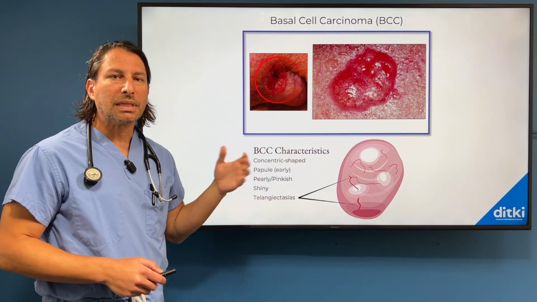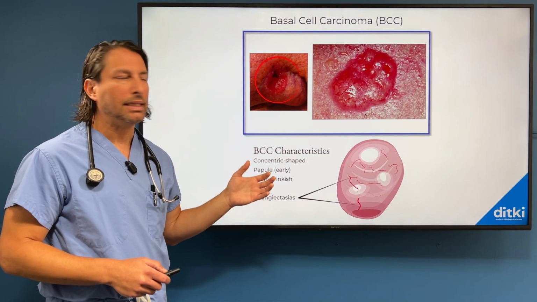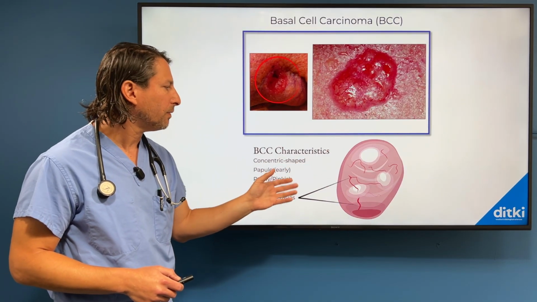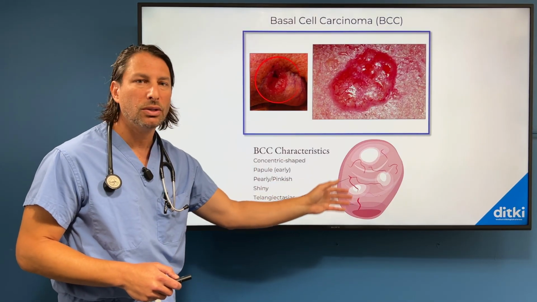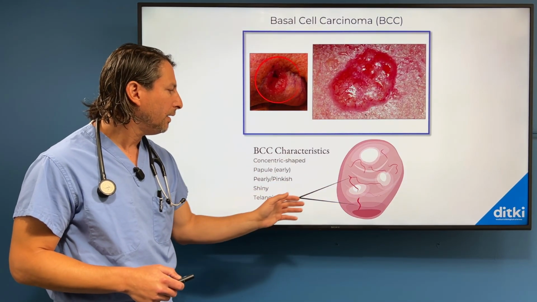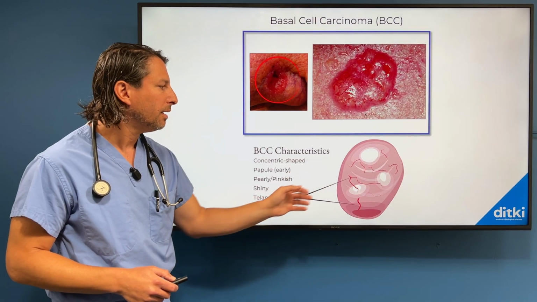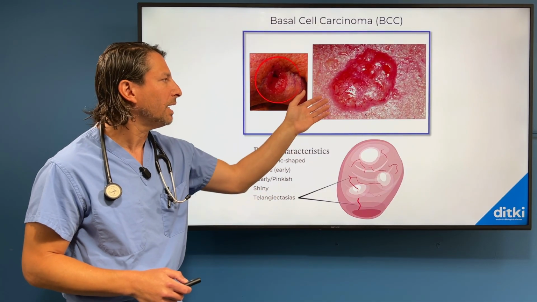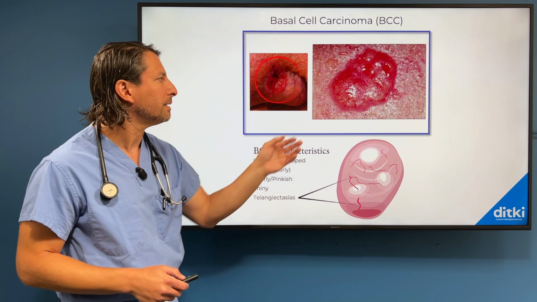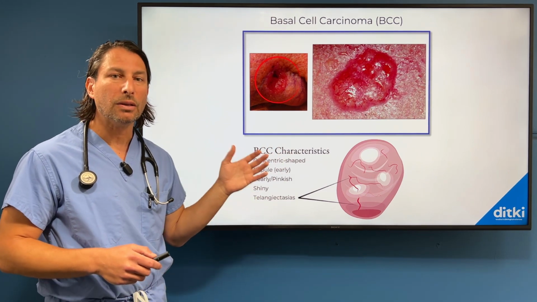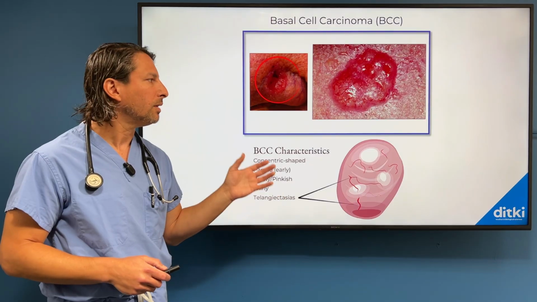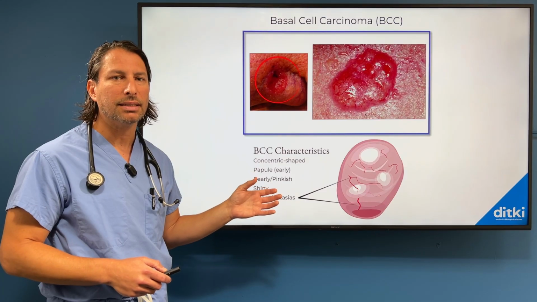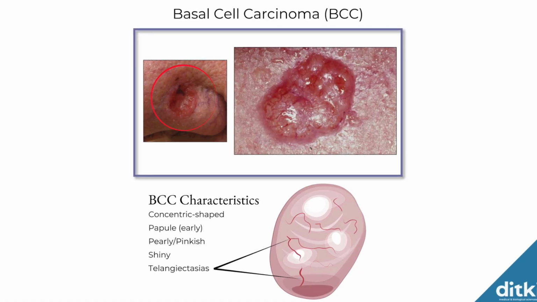Basal cell carcinoma, the most common skin cancer, but only rarely lethal. Concentric shape, it has this papular formation, pearly pinkish hue, and it's shiny. And then there are these telangiectasias, this vasculature that we see here. We can see this example right here, the shininess showing up in these telangiectasias, these little vessels. Very locally destructive, can cause a lot of morbidity from local destruction, but does not tend to metastasize and is only very, very rarely lethal.